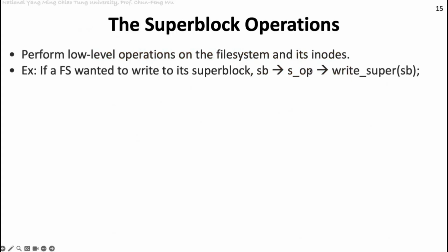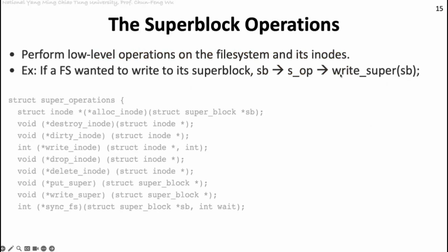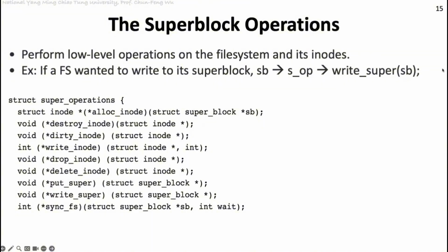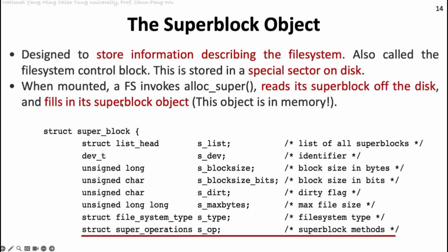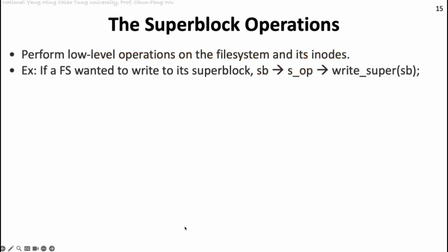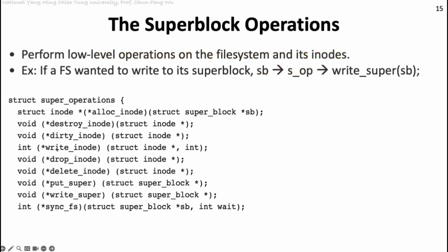So super block operations perform the low-level operations on the file system and its inodes. If a file system wants to write to its super block, it can do it like this. The super block points to the s_op operations pointer, and then you write the super block operation like this. So you can use the super block to point to the operations, and in the operations table you can choose one of the functions you are going to run.